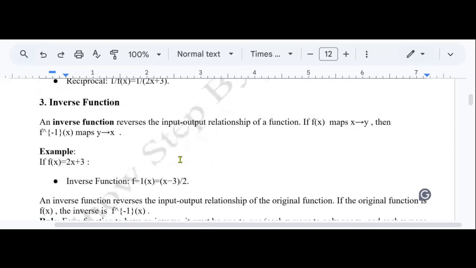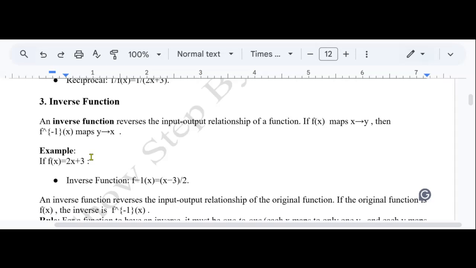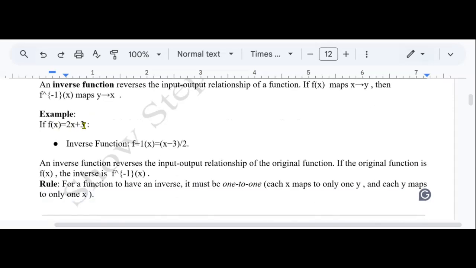Now we're going to go to the inverse. It's a little bit different, but it's still the same thing. An inverse function reverses the input-output relationship of a function. If f of x maps x to y, then f inverse maps y to x. If I have f of x equals 2x plus 3.